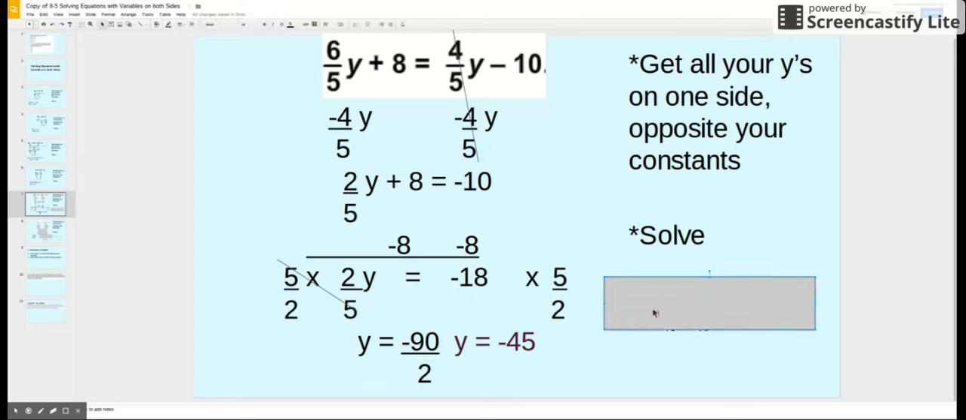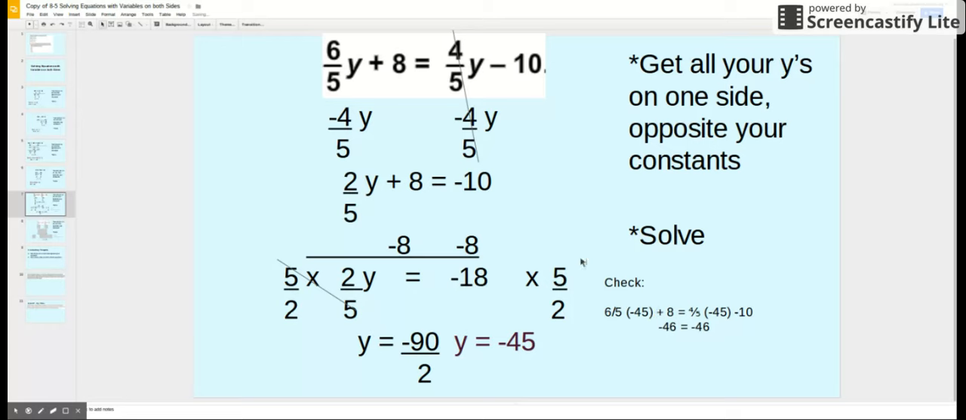And then you just want to check your work. So anywhere you have a y, you're just going to plug in that negative 45, and see if your equation ends up balancing, which in this case it does.